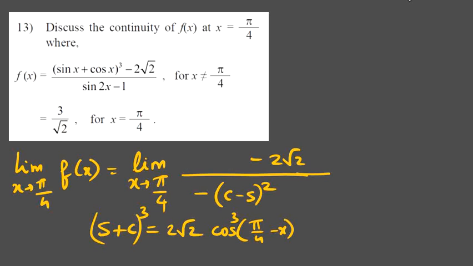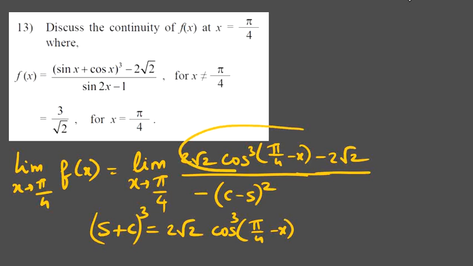So we are replacing this term with 2 root 2 into cos cube pi by 4 minus x minus we had 2 root 2. From this term and this term you can pull out a 2 root 2 common. So that will give you 2 root 2 (cos cube pi by 4 minus x minus 1).